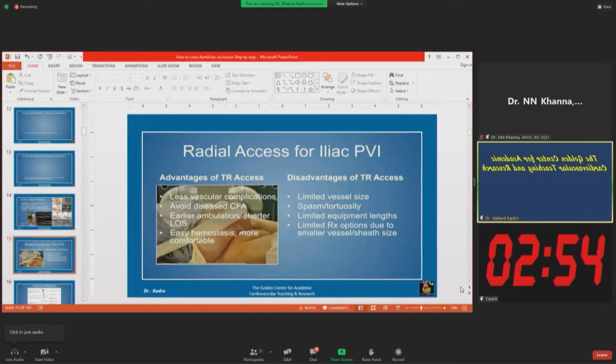The radial access for iliac intervention has some advantages. It has less vascular complication, avoids the diseased common femoral artery, allows early ambulation and shorter hospital stay, easy hemostasis, and is more comfortable for the patient. However, there are some disadvantages: limited vessel size, spasm and tortuosity, limited equipment lengths, and limited therapy options due to small vessel and sheath size.